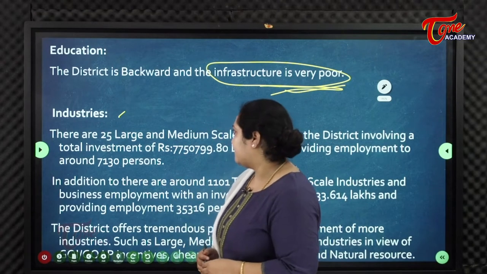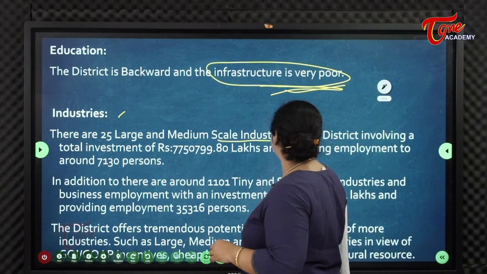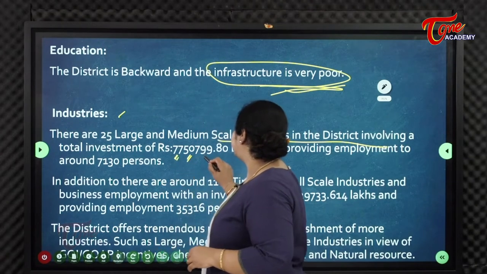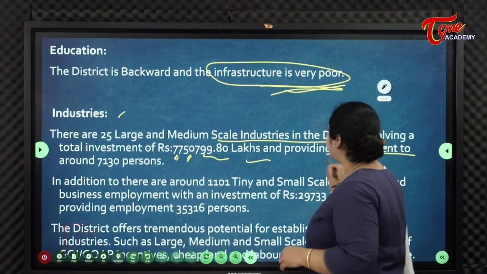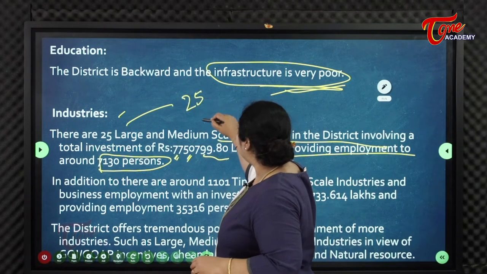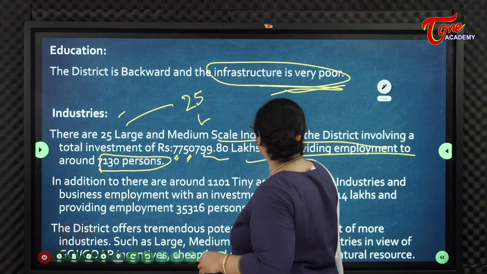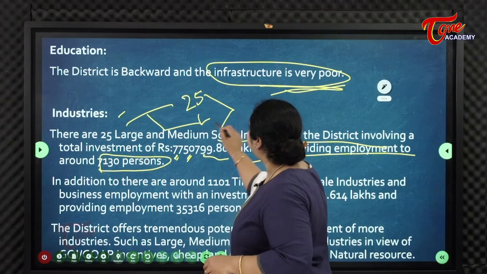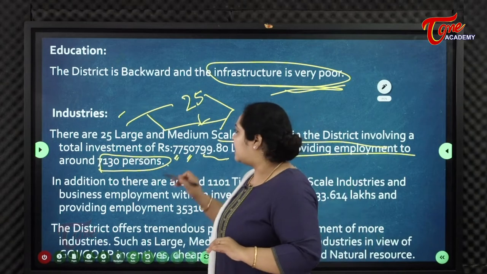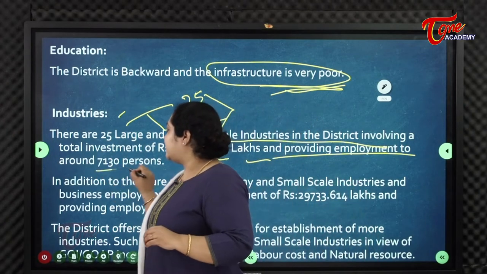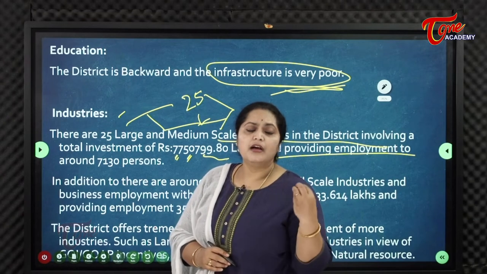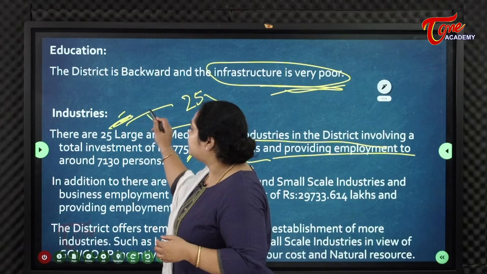So coming to industries. There are 25 large and medium scale industries in the district involving a total investment of 7,75,799.80 lakhs and providing employment to around 7,000 persons. Both medium and large scale industries are only 25 in number. They are providing 7,130, nearly 7,000 personnel employed in these 25 large and medium scale industries.